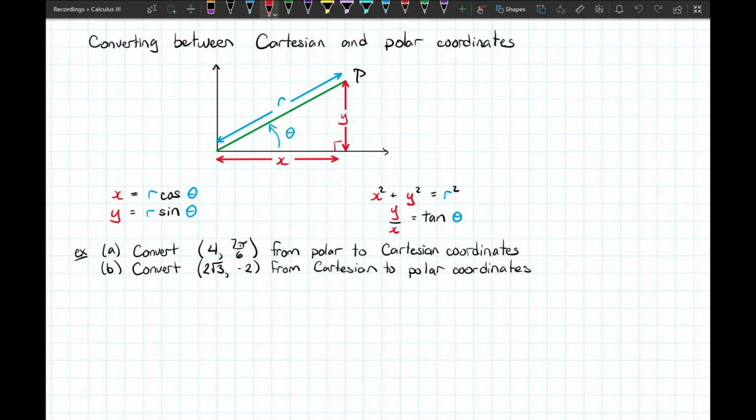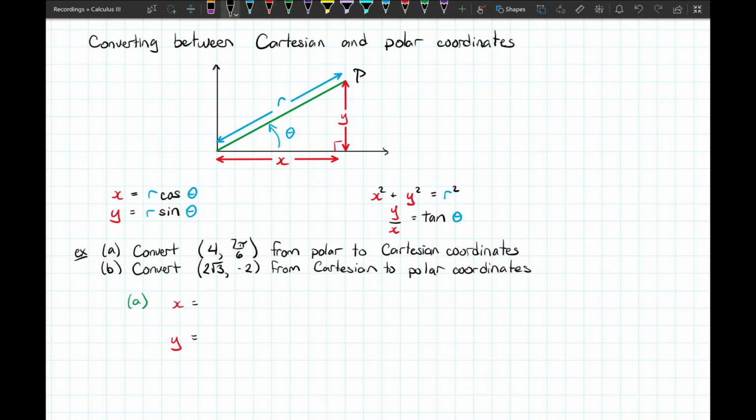Let's take the coordinates 4, 7 pi over 6 in polar coordinates and convert that to Cartesian coordinates x and y. And let's also take a look at 2 root 3, negative 2 in Cartesian coordinates and convert those to polar. The good news is we won't actually need to necessarily graph these. We just need to know which quadrant we're talking about.